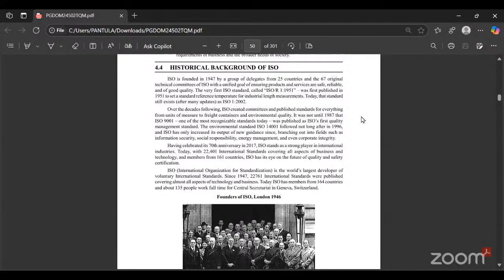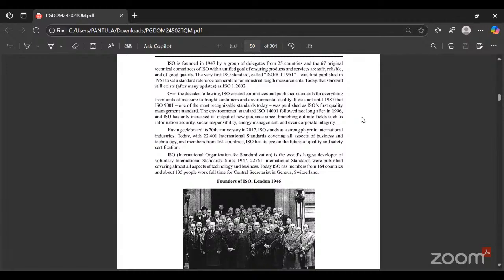The very first ISO standard, called ISO R 1, was first published in 1951. It covers the standard reference temperature for industrial length measurement. Today that standard still exists after many updates, and we call it ISO 1 of 2002.